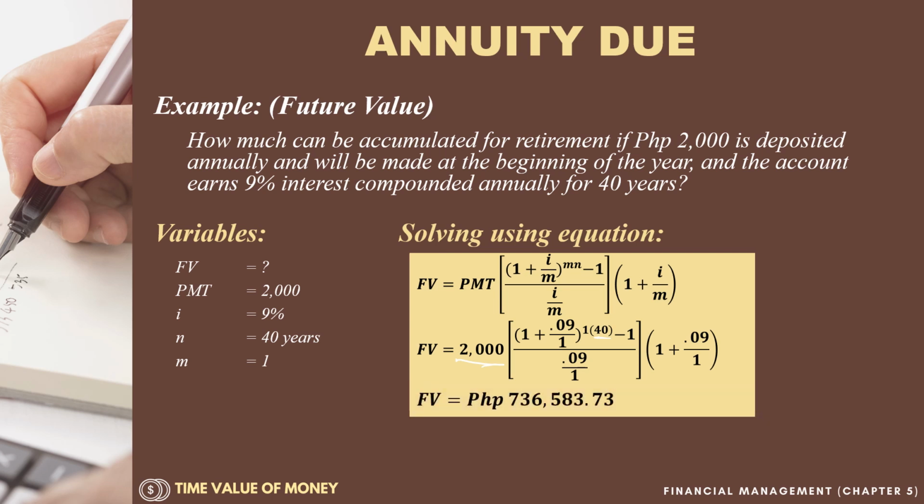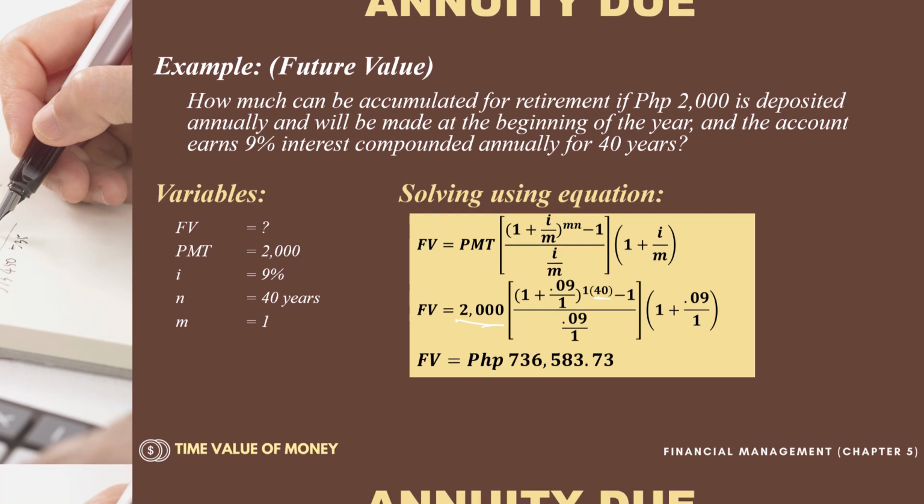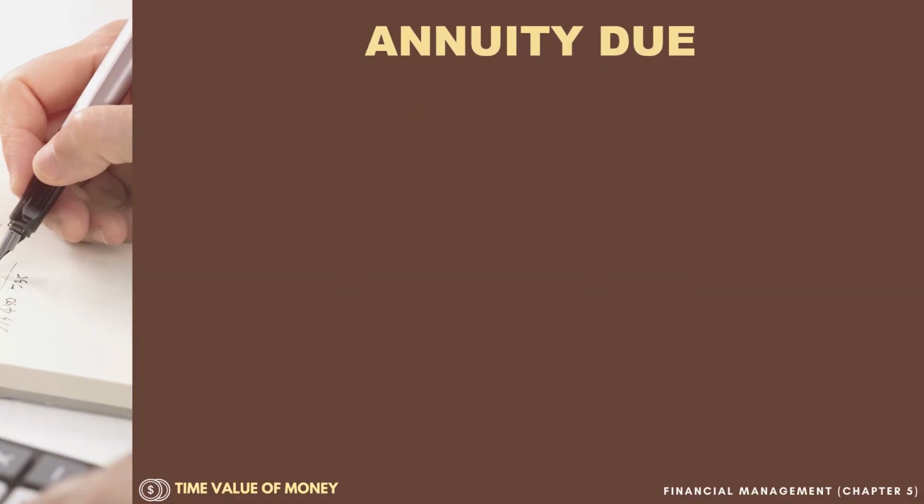Okay, so your answer should be 736,583.73. Now let's have another example for the annuity due.